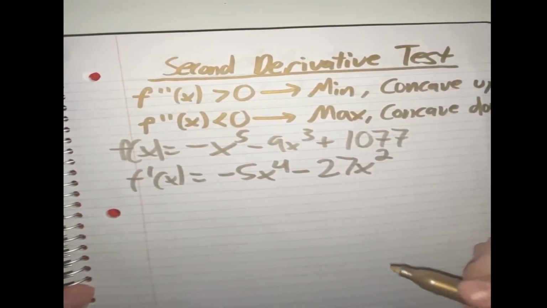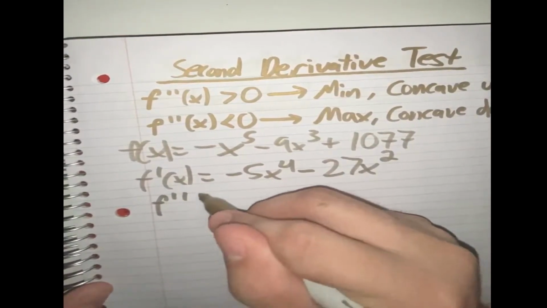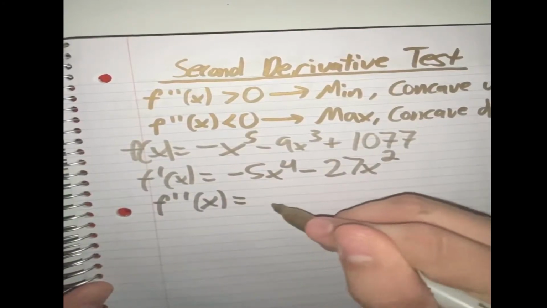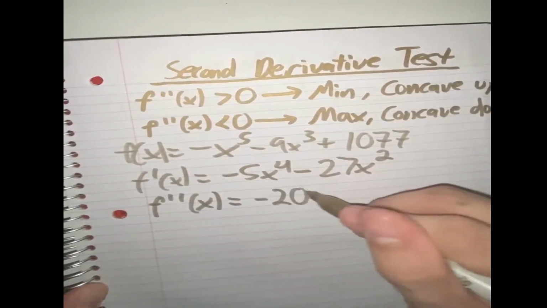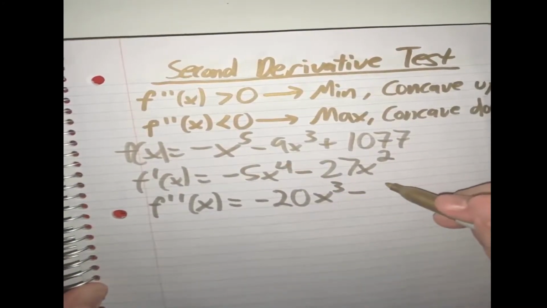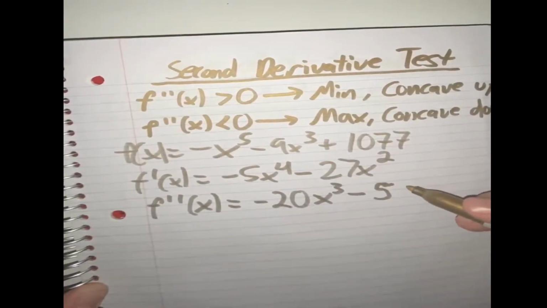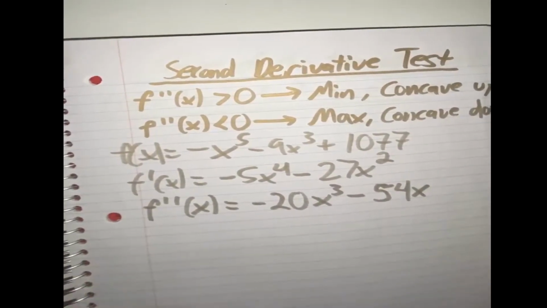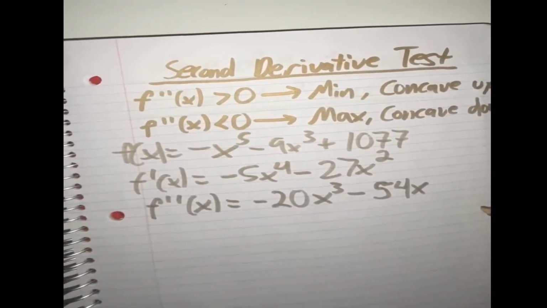The next step would be to take the second derivative. So we're going to differentiate one more time because this is the second derivative test. The derivative of this function would be negative 20x cubed minus 54x. So this is the second derivative.